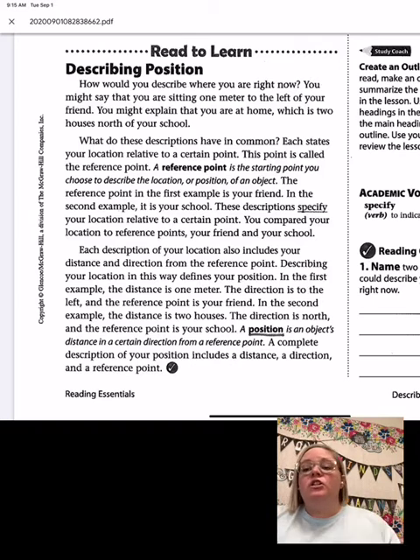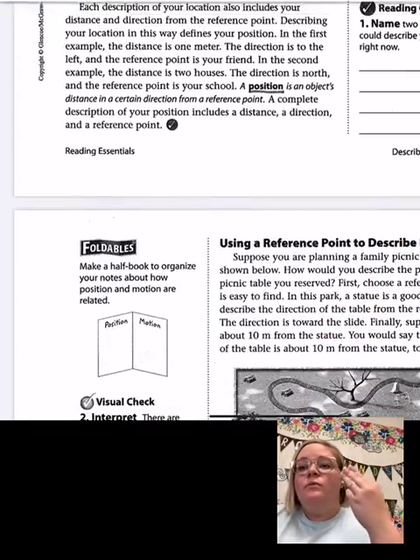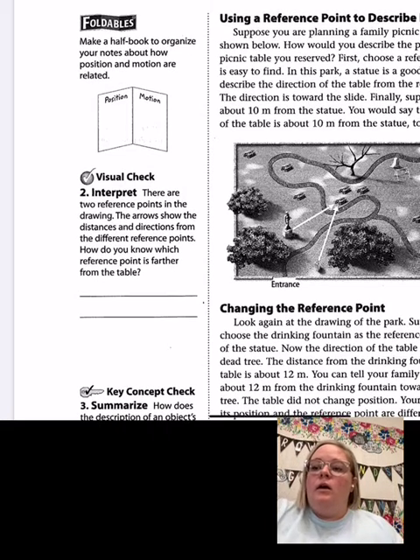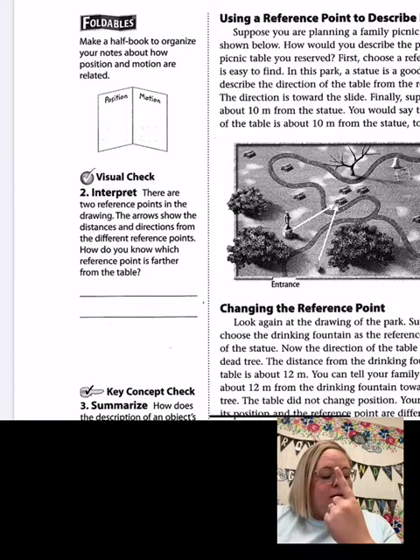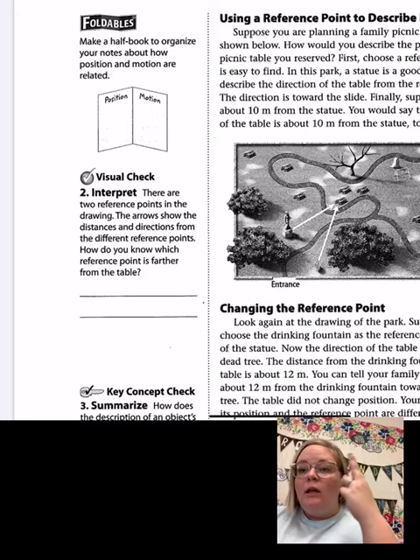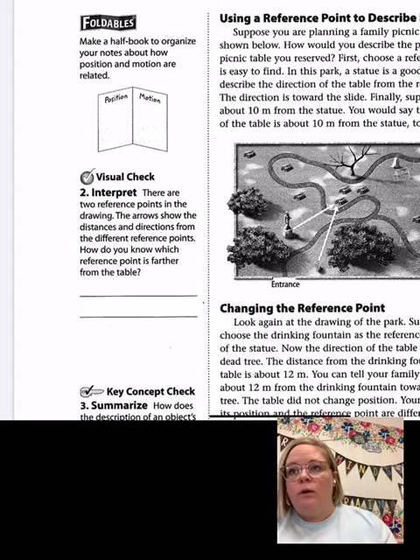But whenever you're describing a position where something is at in science, you need to make sure you have three things included in that description. This will help you with number one. You need to include the object's distance, the direction, and the reference point. So that will help you with number one.